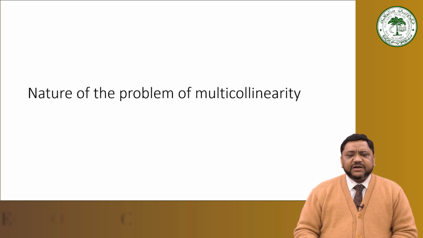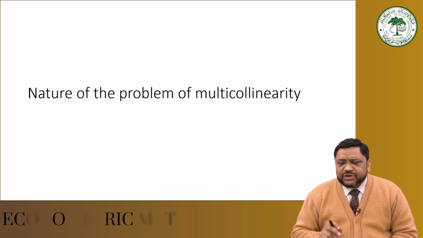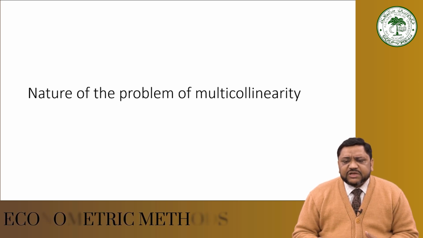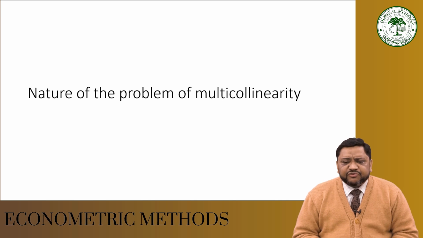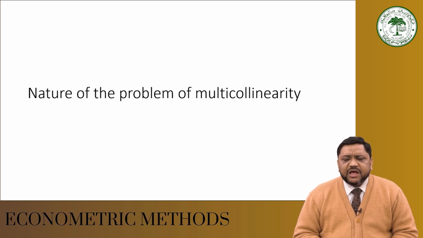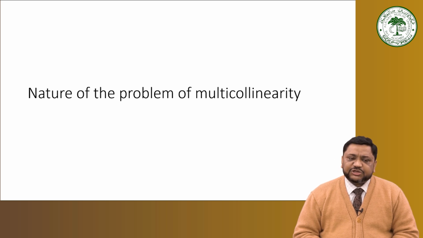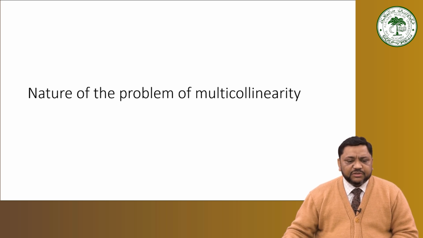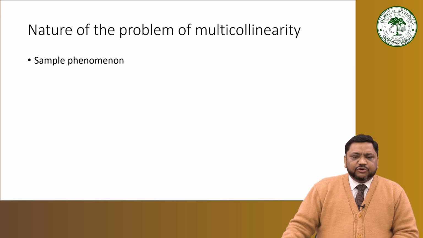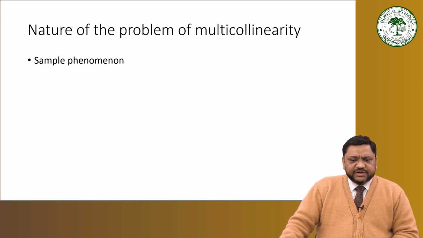But it may happen that in any given sample that is used to test the population regression function, some or all of the explanatory variables are so highly correlated that we cannot isolate their individual influence on the dependent variable. Simply we can say that the sample regression function does not satisfy the basic assumption of independence among the explanatory variables that are included in the model. So first, we have seen it's a sample phenomenon.